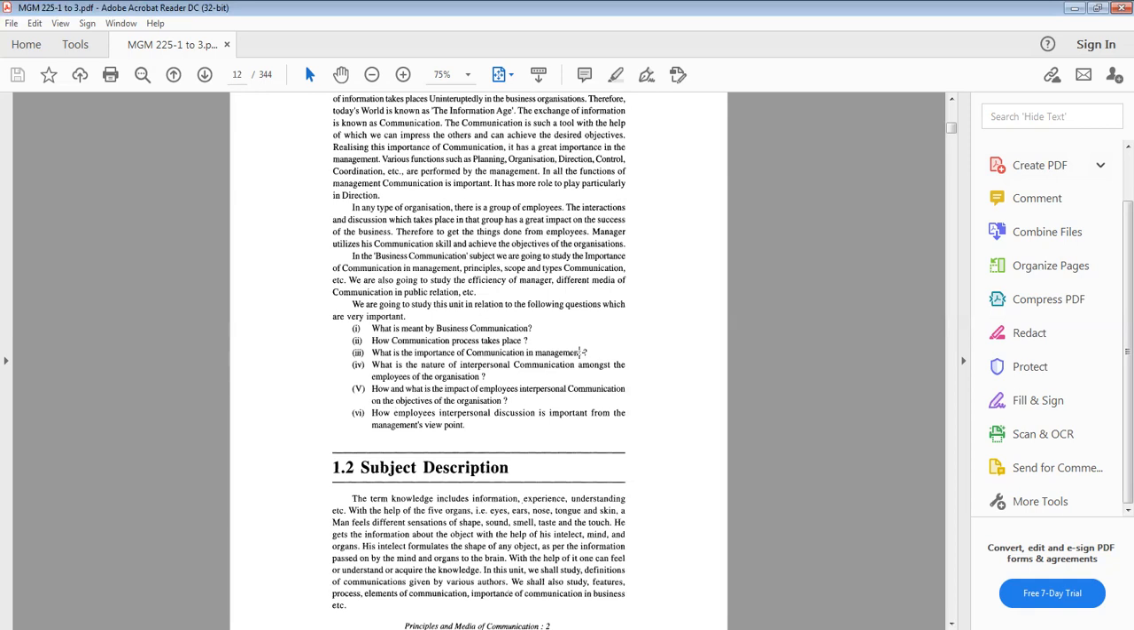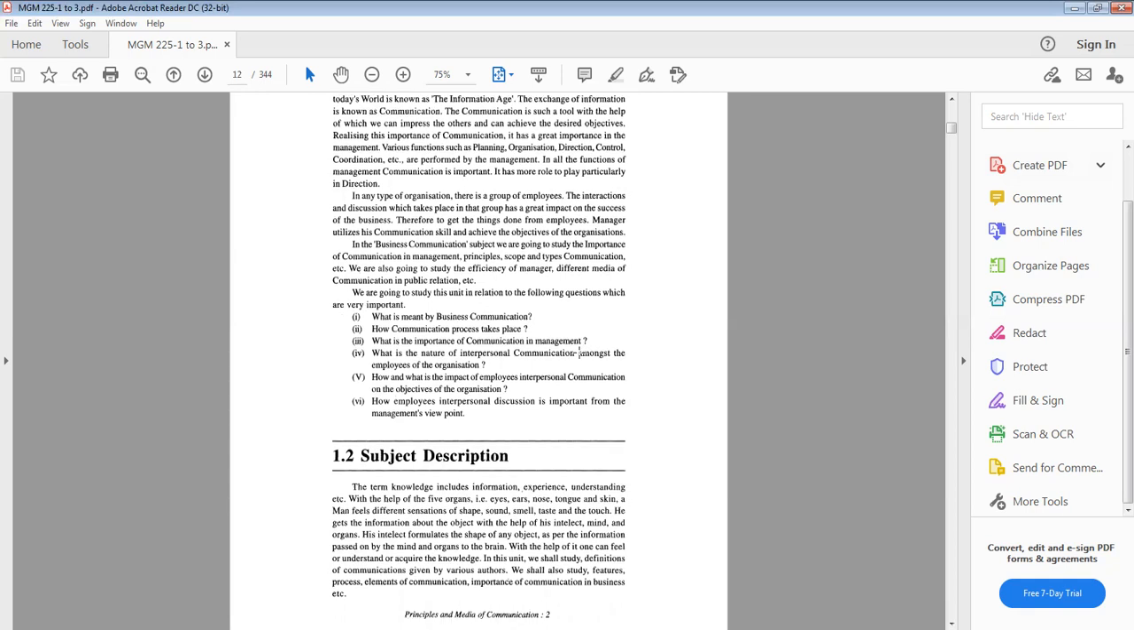The term knowledge includes information, experience, understanding with the help of five organs, that is, eyes, ears, nose, tongue, and skin. A man feels different sensations of shape, sound, smell, taste, and touch. He gets the information about the object with the help of his intellect, mind, and organs. His intellect formulates the shape of any object from information passed on by mind to the brain. With the help of it, one can feel or understand or acquire knowledge. In this unit, we shall study definitions of communication given by various authors. We shall also study the features, process, elements of communication, and importance of communication in business.